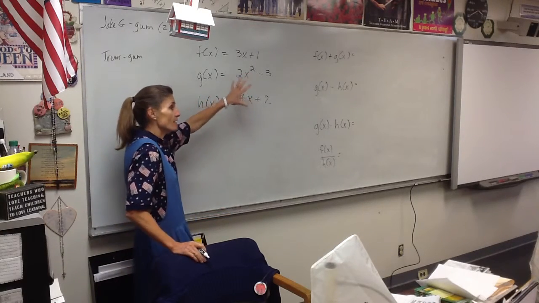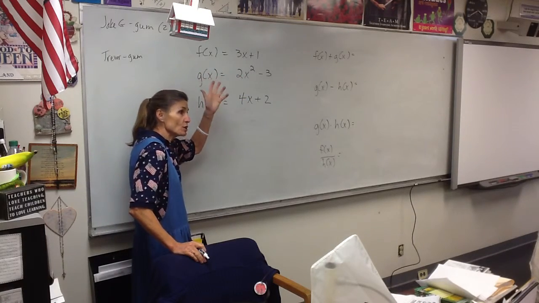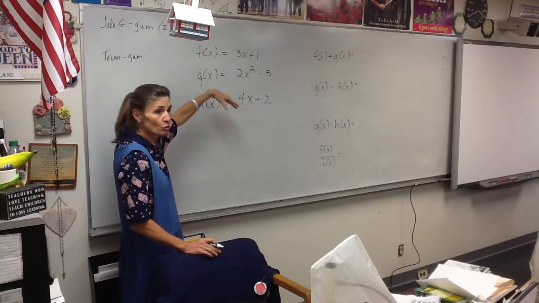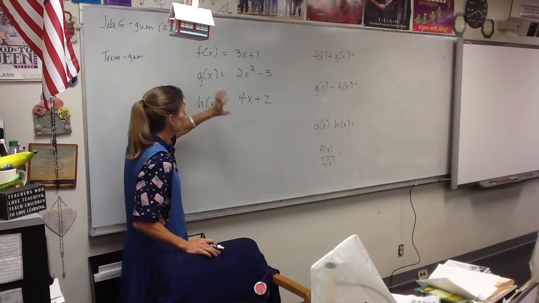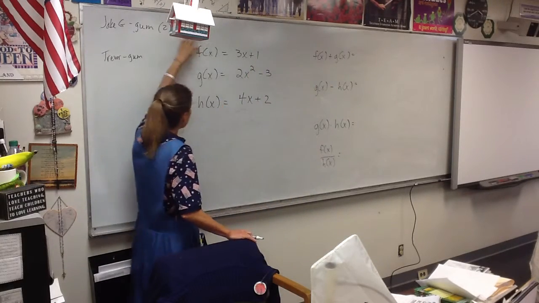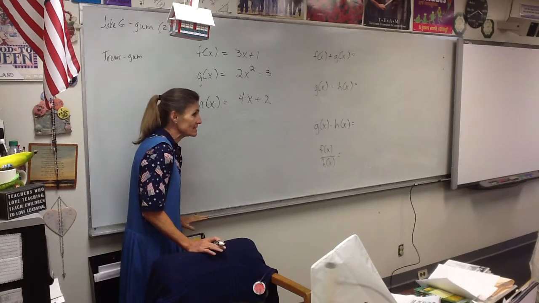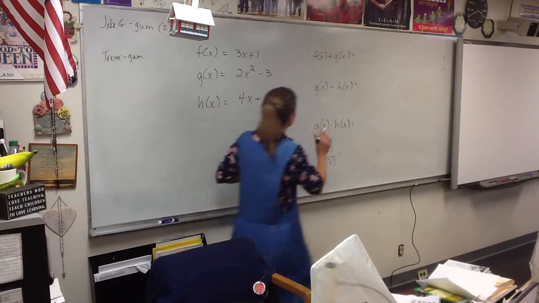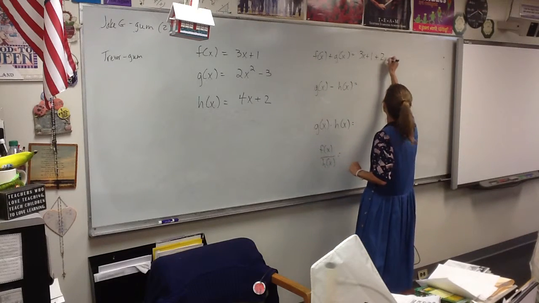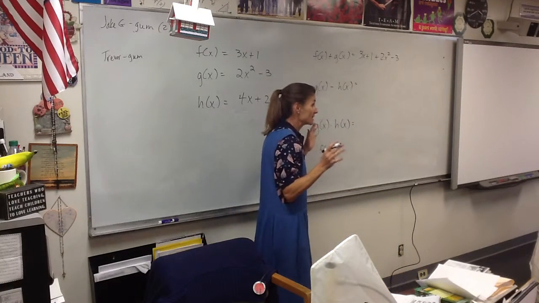This lesson today, very simple. It's about doing things with functions. So I've just listed some random functions over here, not special ones, just random functions. And the first thing I want you to do is add f and g together. Okay, now that's easy. F plus g would be 3x plus 1 plus 2x squared minus 3. That's it. It's that simple.